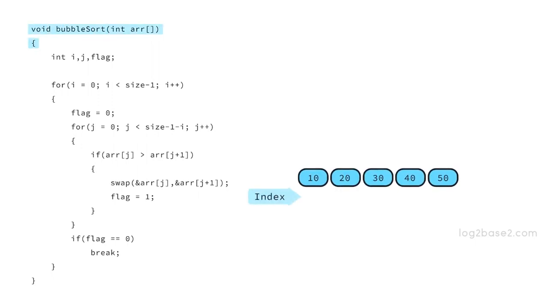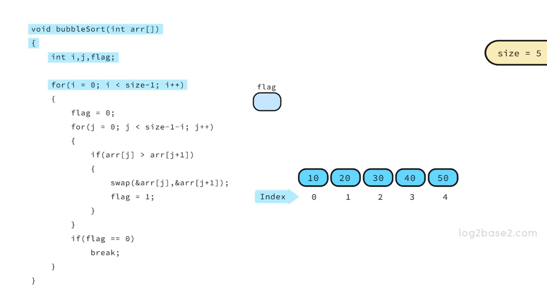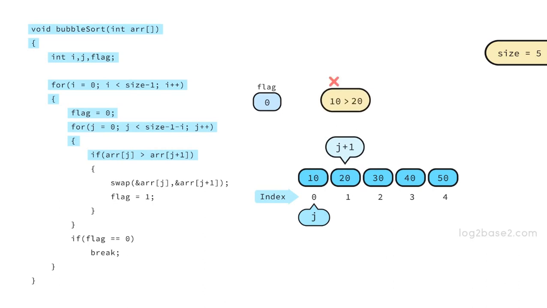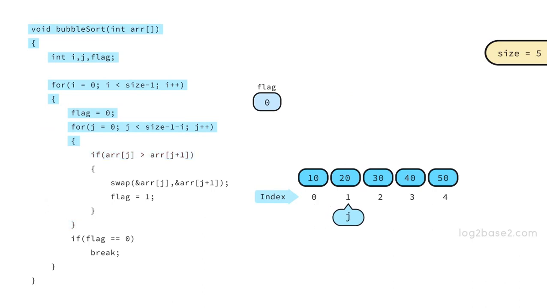So see here, we have a sorted array of size 5. And we pass this array to the function, and in the first iteration of the outer loop, I is equal to 0. And we declare and initialize flag to 0. And in the first iteration of the inner loop, j is equal to 0, and we compare elements at j and j plus 1, that is 0 and 1. And we have 10 not greater than 20, so no swap. And in the next iteration, j is equal to 1, and we compare elements at j and j plus 1, that is 1 and 2. And 20 is not greater than 30, so there is no swap again.